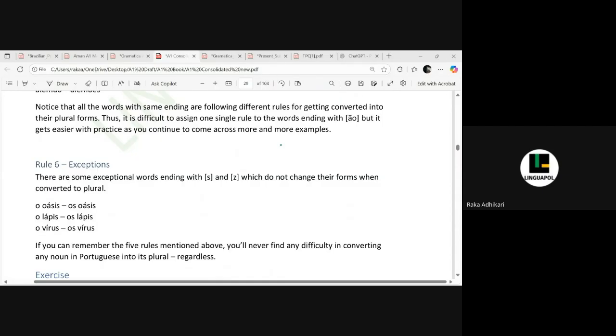Then for virus, the word virus in English also does not have a plural. We use the word virus itself for singular and plural. Same goes in Portuguese. O vírus for singular and os vírus. So the article is becoming plural to denote that the word is now being used as a plural. Os vírus. But the word itself remains the same. Doesn't change with the plural.